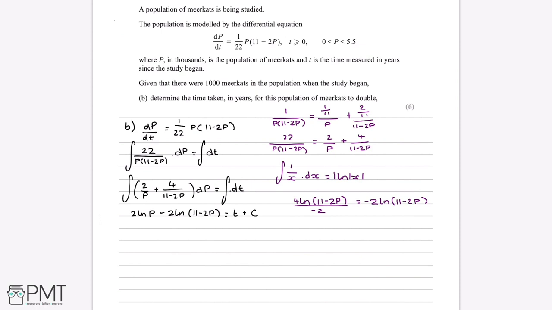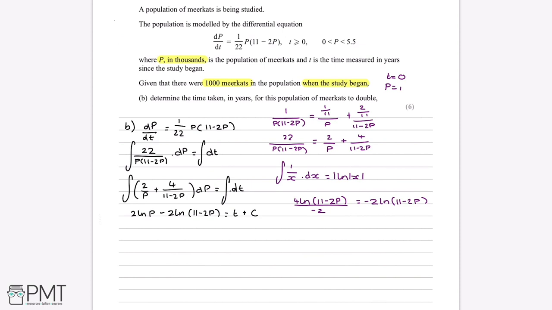So now we want to find the unknown, so we want to find out what c is so we can go further. The way we can do this is because of some of the information that we were given in the question. We were told that there were 1,000 meerkats when the study began, which is essentially telling us that when t was equal to 0, p was equal to 1. The reason p is 1 and not 1,000 is because we were also told that p is measured in thousands, so p is 1.